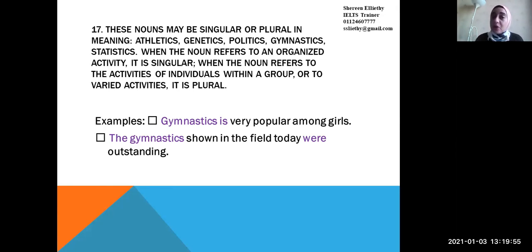So let's look at the first example. Gymnastics is very popular among girls. Here, the noun refers to an organized activity. This is a type of sport, it's an organized activity. Gymnastics is very popular among girls.